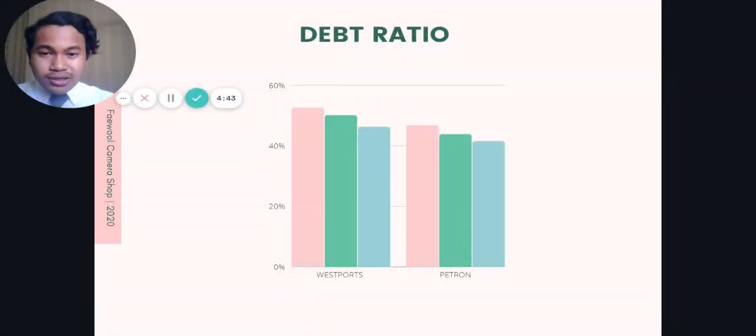So the next ratio is the debt ratio. So what is the debt ratio? Debt ratio is used in order to determine the amount of debt that these two companies have to face. From the graph, you can see that these two companies are facing a positive situation where their ratio keeps decreasing from year to year, from 2018 until 2020. So it is good for these two companies because it will allow them to gain more profit instead of paying for more debt from year to year.